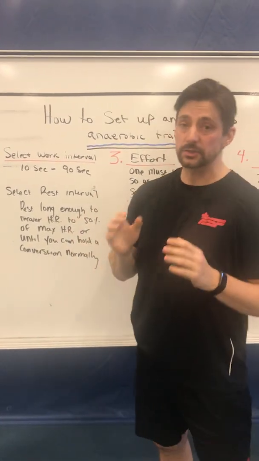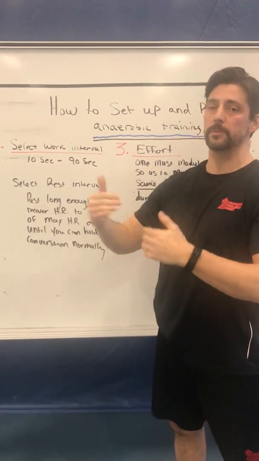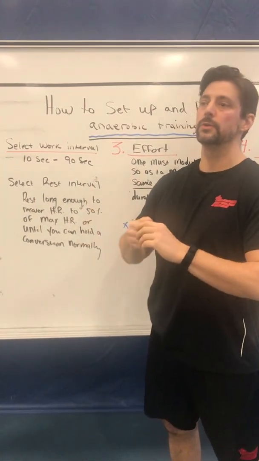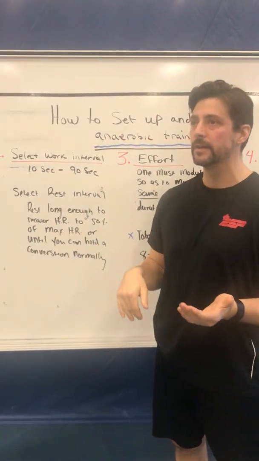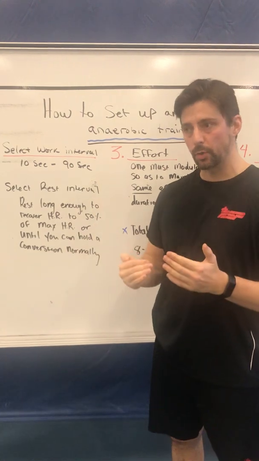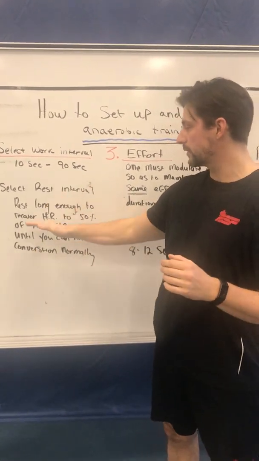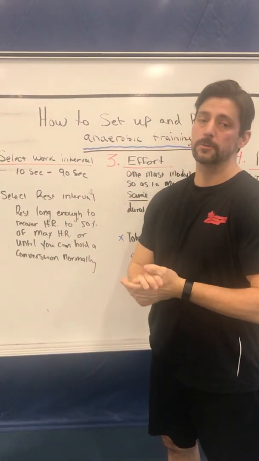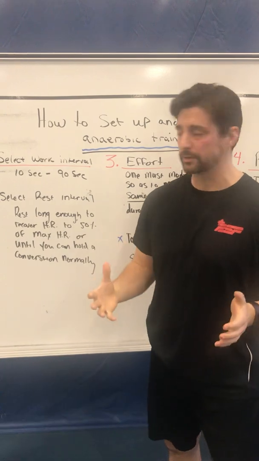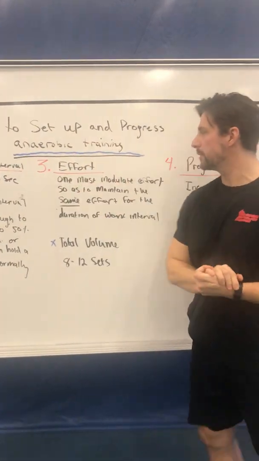If your rest is too short, then the accumulation of work rest over the period of the workout is going to end up putting you in an aerobic zone. See, you simply can't recover enough from the work interval if it's too short to keep it anaerobic for the full program. So rule of thumb is to recover as long as you need to get to 50% of your max heart rate, or until you can hold the conversation, okay? Excellent. Let's move into point number 3.